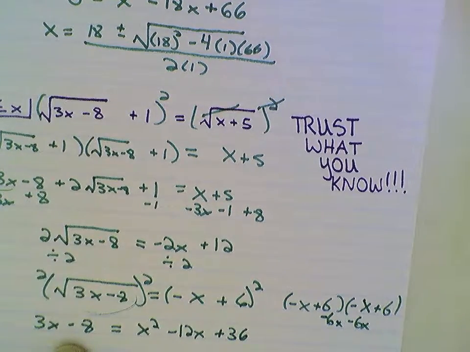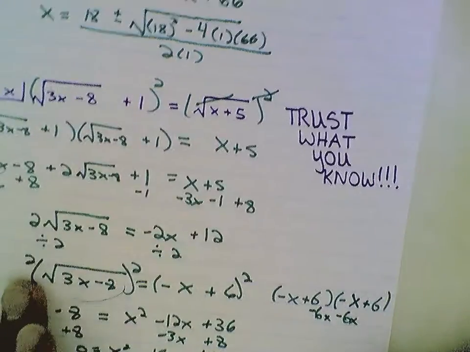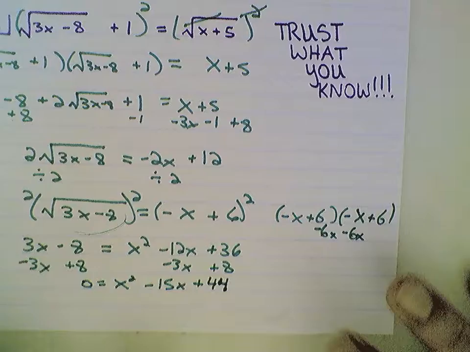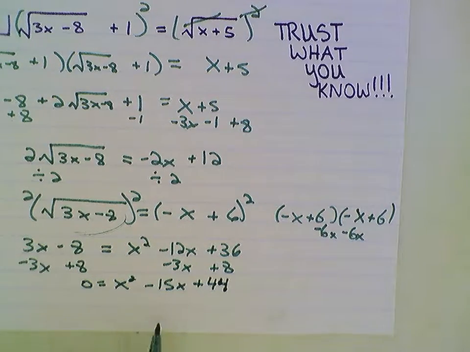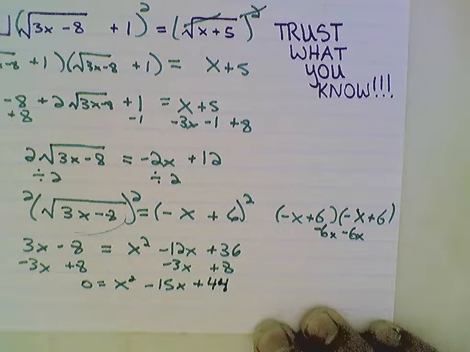Now I got rid of the square roots, so I need to get the variables all on one side. So I'm actually going to minus 3x and add 8 to both sides. Minus 3x, add 8. So I get 0 equals x squared minus 15x plus 44. And then once again you have two options here. You can either try and factor the problem to solve it, or you can work on using the quadratic formula to find x.